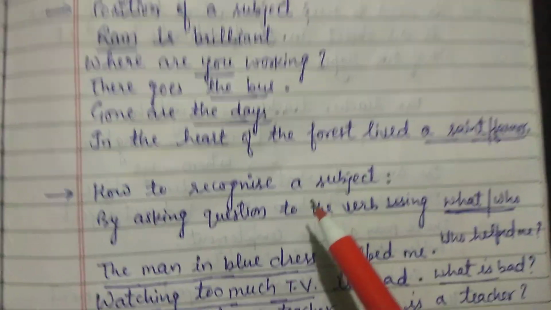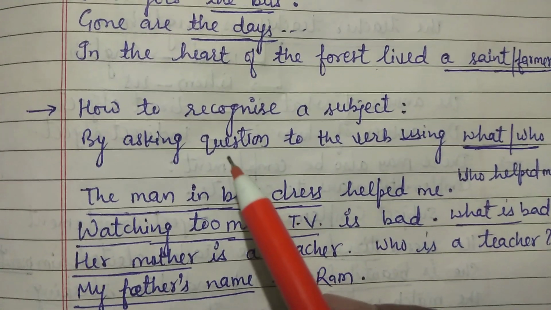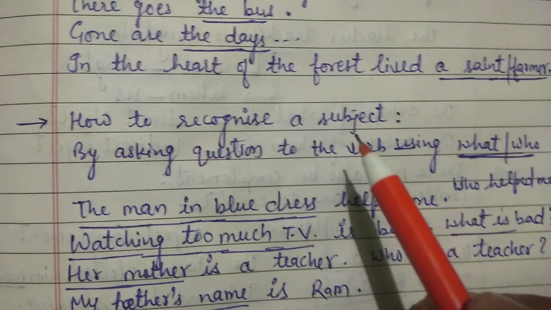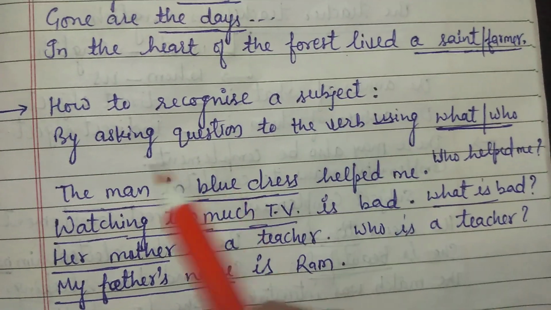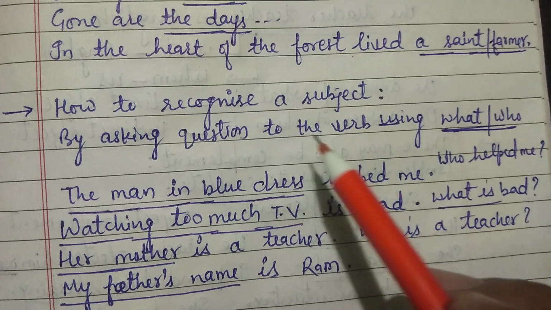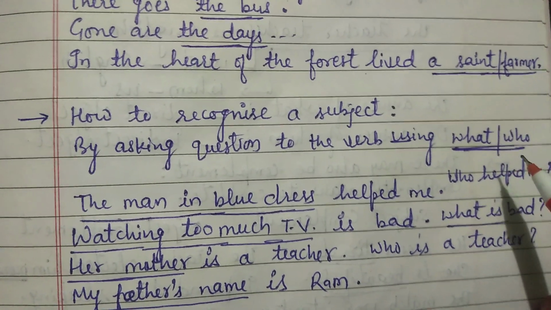How to recognize a subject is the main question. Students are asked to identify the subject and predicate in a given sentence. So we can recognize a subject by asking a question to the verb using what or who, according to the situation.